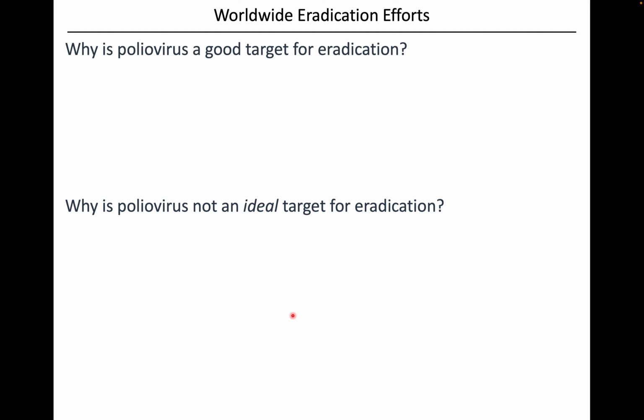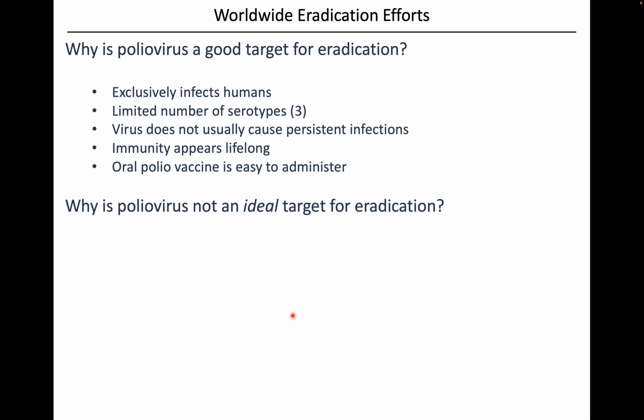And I want to just talk about what are some of the things about polio that make it either an ideal or not so ideal target for eradication. We'll start with the good. So poliovirus, as I mentioned previously, only infects humans, so you don't have to worry about animal reservoirs. That's a plus. We have only 3 serotypes existing, so it's a relatively small number. We're not usually getting persistent infections, and we know the polio vaccine can confer lifelong immunity, and in particular the oral polio vaccine is very easy to distribute and administer since it can be given orally.